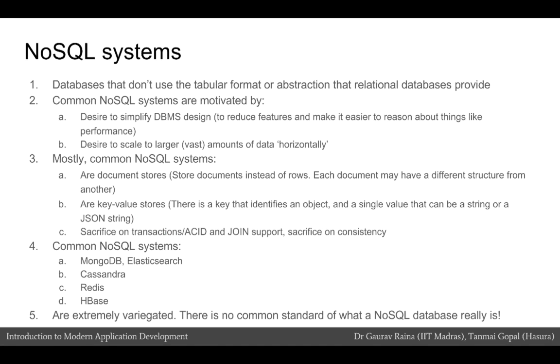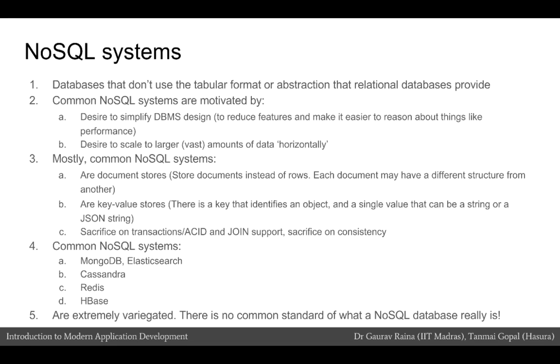They also sometimes sacrifice on the kind of consistency that we expect in a relational database because of the lack of a schema. NoSQL systems in modern times have been motivated by two main factors. The first factor is the desire to simplify the DBMS design. By simplifying DBMS design, I mean that these NoSQL systems try to reduce the number of features that a database provides, for example, foreign key constraint checking or transaction support. They do this so that it's easier to reason about things like performance, because the database does much less work when you're trying to read or write data. A very good example of this kind of system is MongoDB.